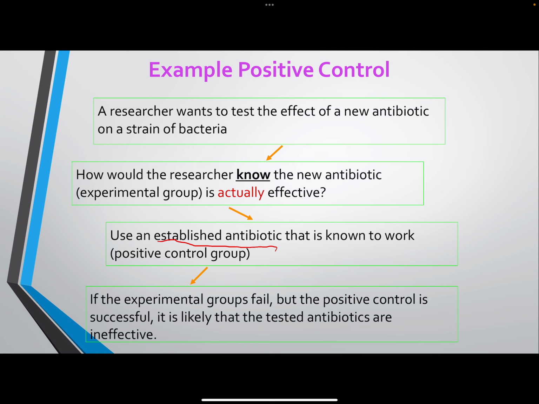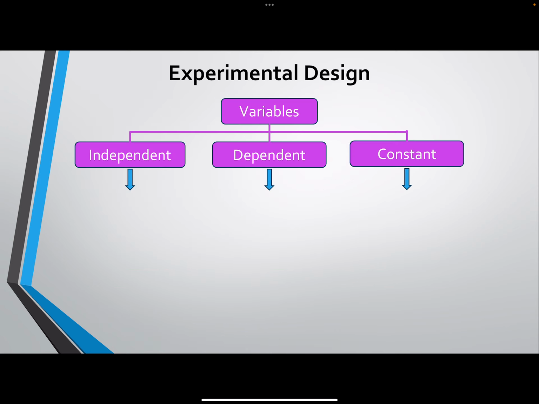If the experimental groups fail, but the positive control is successful, it's likely that the tested antibiotics are ineffective. Very likely that they're ineffective because they didn't work the way they were expected to, like the positive control.